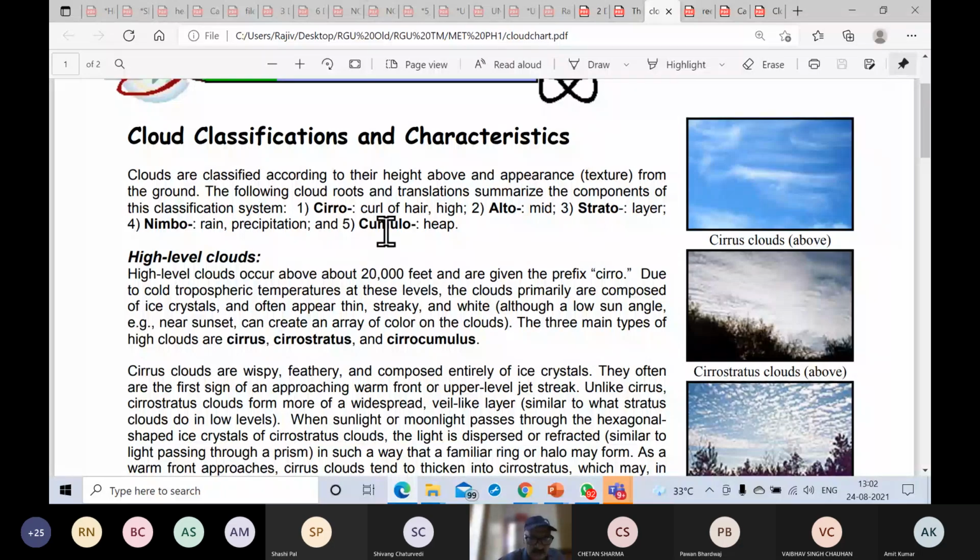लेकिन जहाँ तक उसके नाम की बात है, अगर वो दिख रहा है लाइक अ कर्ल ऑफ हेयर, बाल की तरह दिख रहा है, देन इट हैज बीन नेम्ड साइरस। दैट इज द नोमेनक्लेचर। But it does not mean it is not going to rain. Agar suppose nimbo stratus by any chance is forming high level, like in tropical revolving storm TRS, then it is going to rain.